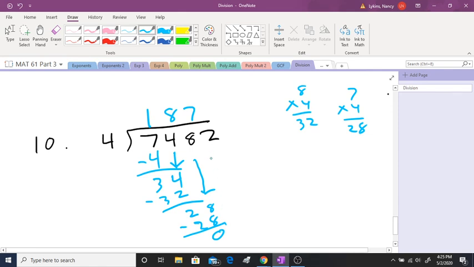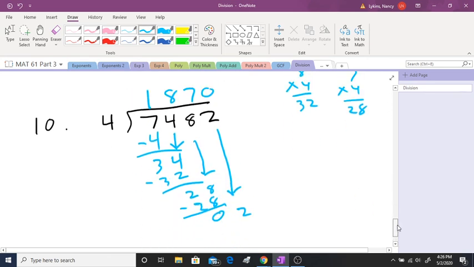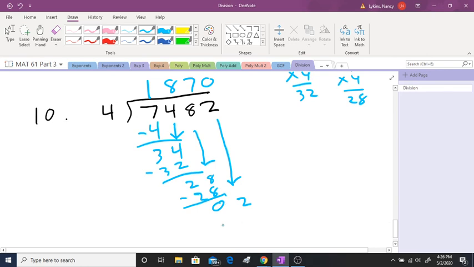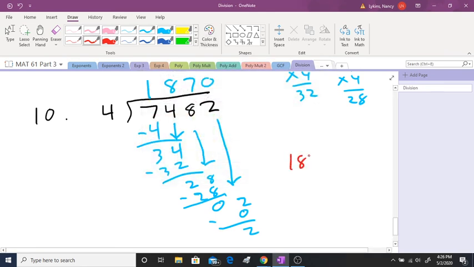Now, here's where we mess up, where we think we're finished. Well, we still have to bring down the 2. And then we still have to say, 4 goes into 2 how many times? It's going to be 0. And 0 times 4 is 0, so I'm going to subtract 0 and get a remainder of 2. So my answer I'm looking for is 1870 remainder of 2.